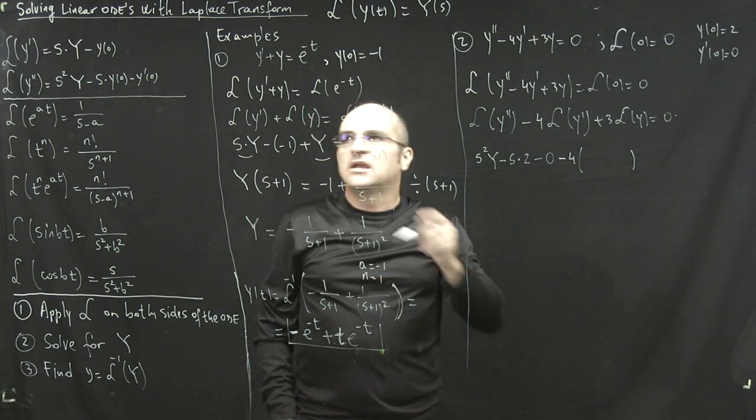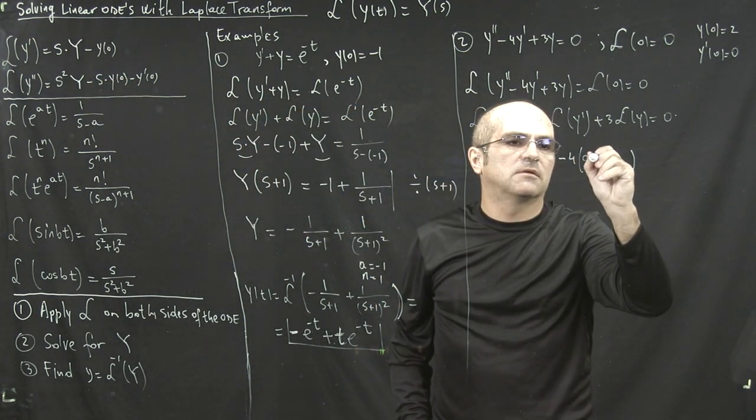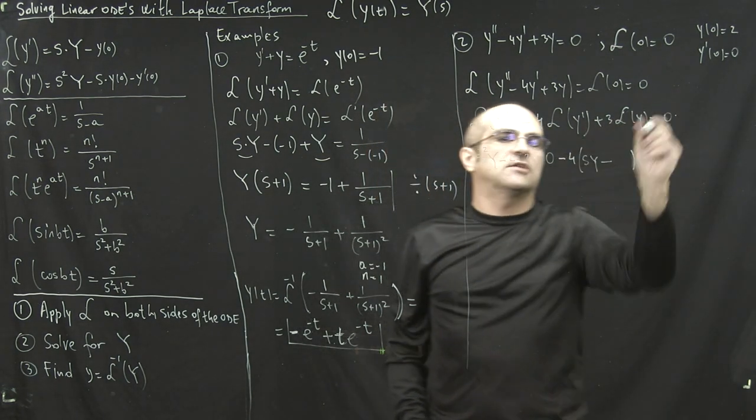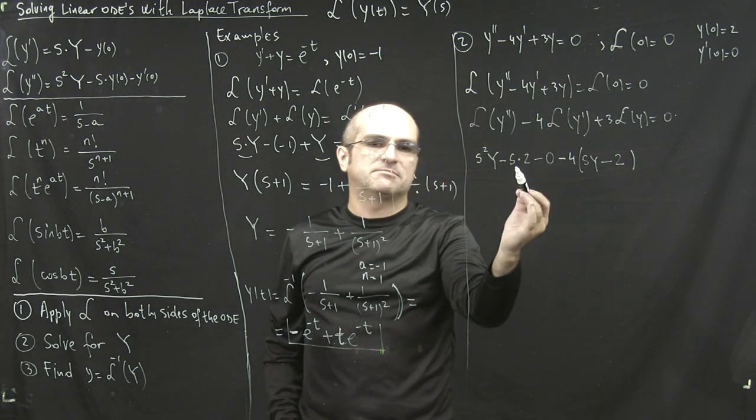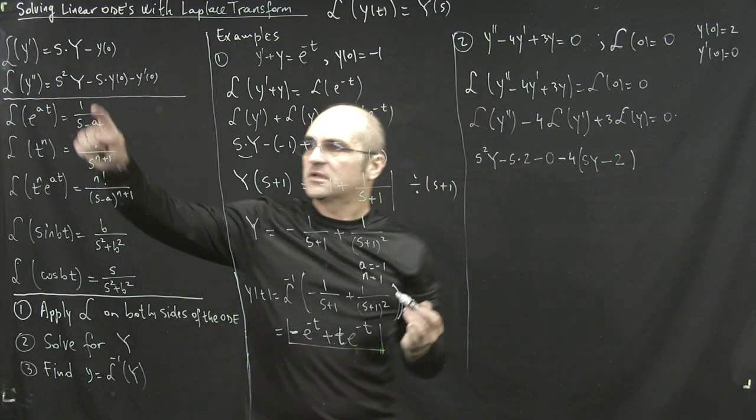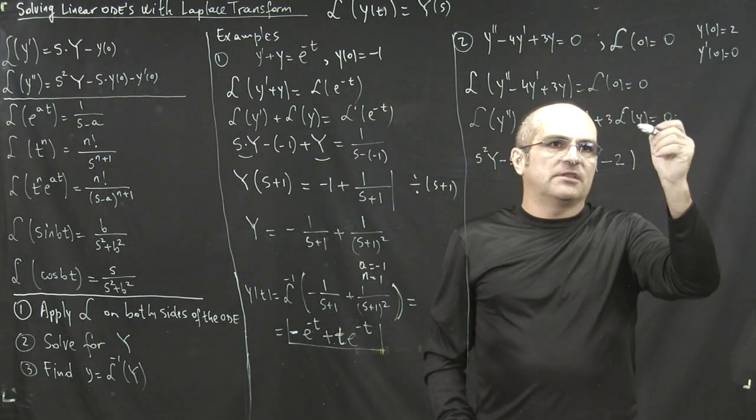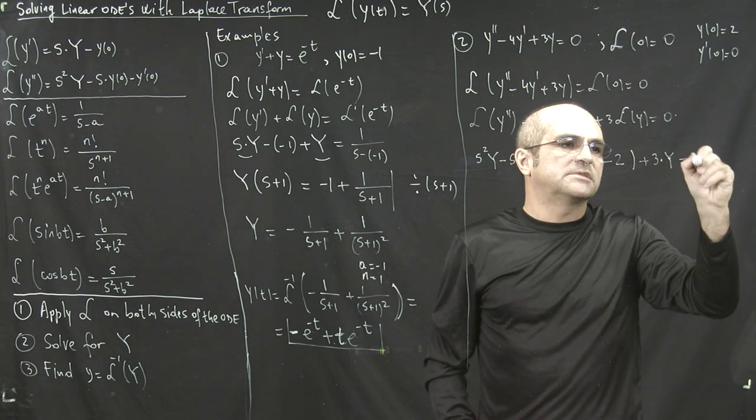All right, so s big Y, and then minus y of 0, which is again 2. Okay, so notice y of 0 is by itself here, and here it is multiplied by s, because it's part of the other formula. Don't forget this guy, 3L of y, that's 3 big Y equals 0.